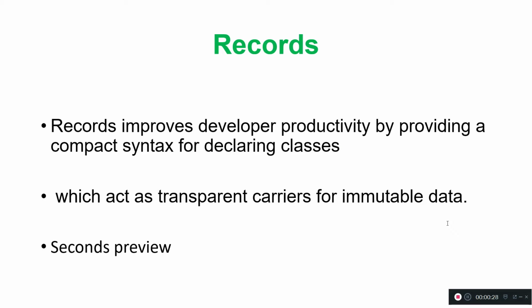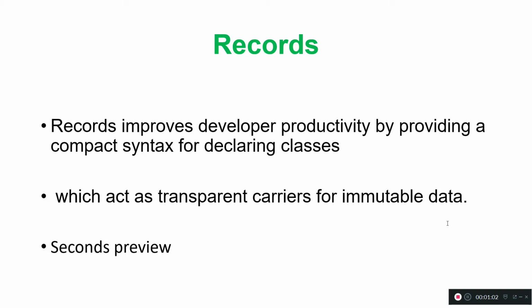We'll see. Records improve developer productivity by providing a compact syntax for declaring classes. So let's say I want to create an immutable class. It's very difficult. I need to provide a private constructor and no setter methods, only getters, and I need to provide a constructor. All these things I need to take care of, even if I'm not going to use many of the features, but I need to provide a full structure in a class for immutable.